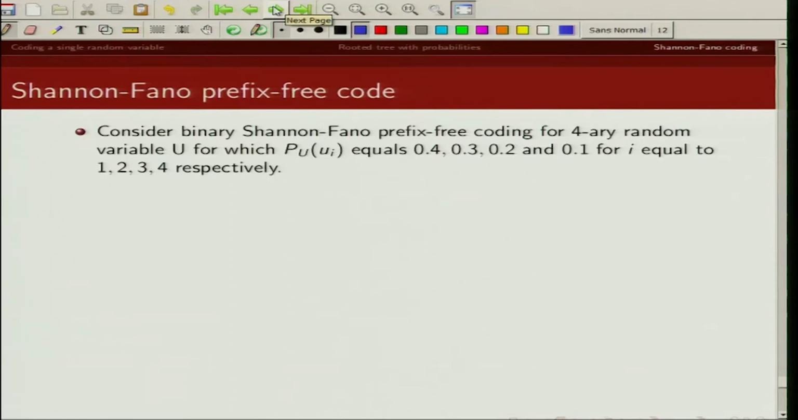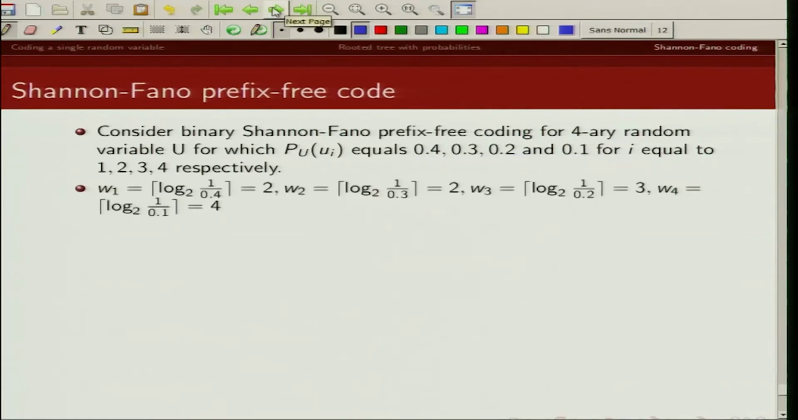Now let us take a simple example of Shannon-Fano coding. So we have a random variable which takes 4 different values, u1, u2, u3, u4, and their respective probabilities are given here. So u1 occurs with probability 0.4, u2 happens with probability 0.3, u3 happens with probability 0.2, and u4 happens with probability 0.1.